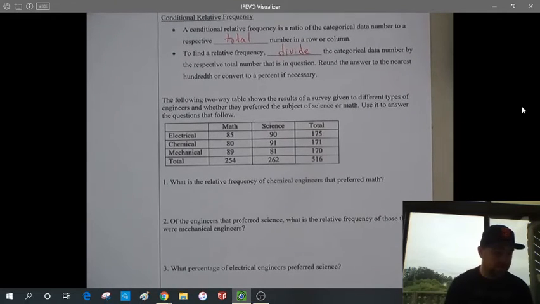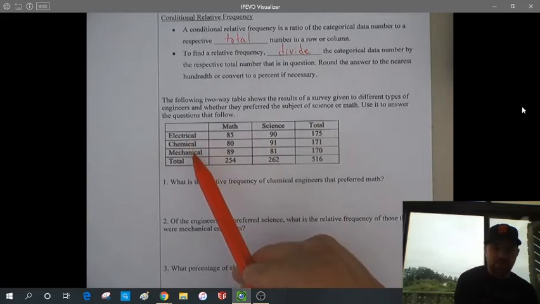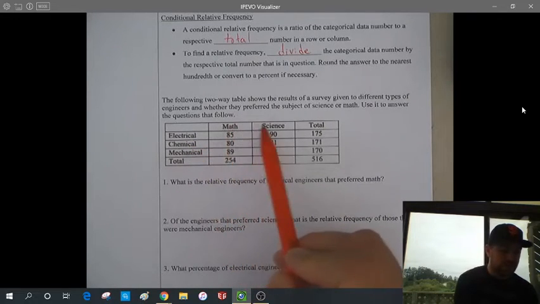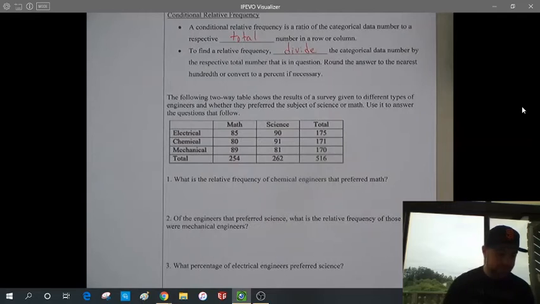So here we have the following two-way table shows the results of a survey given to different types of engineers, and whether they preferred the subject of science or math. Use it to answer the questions that follow. So we have electrical, chemical, or mechanical engineers, and then whether they chose science or math as their preferred subject.